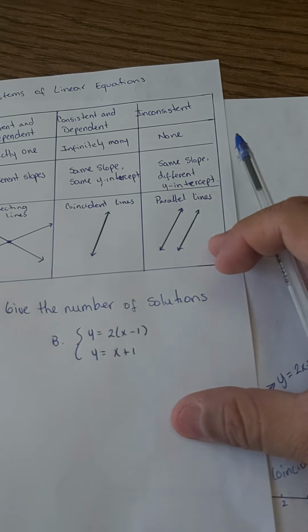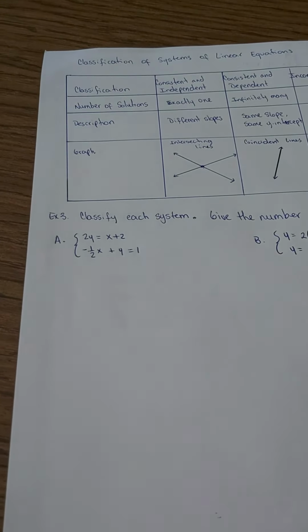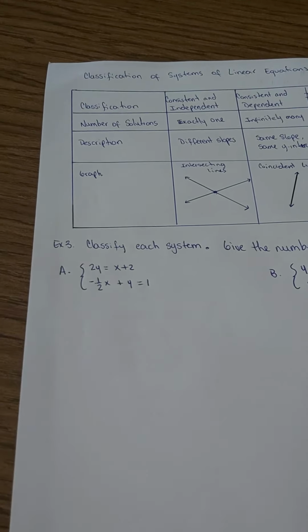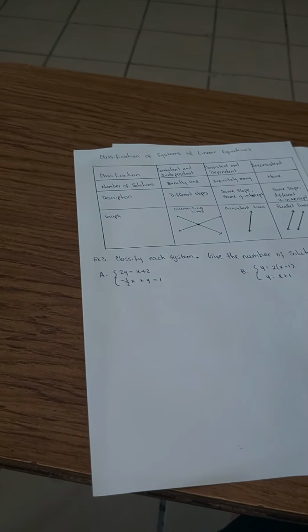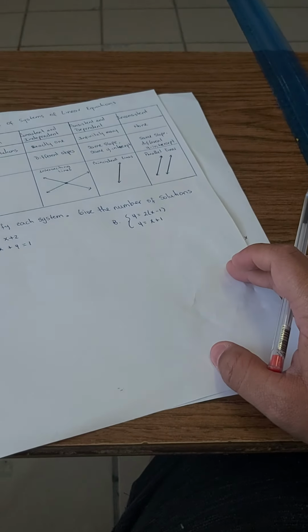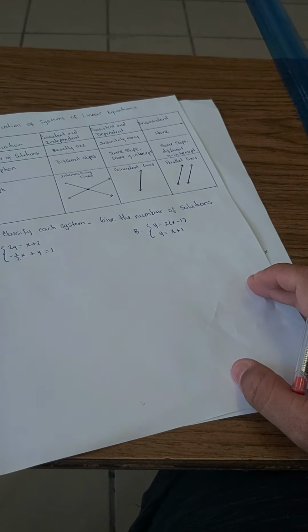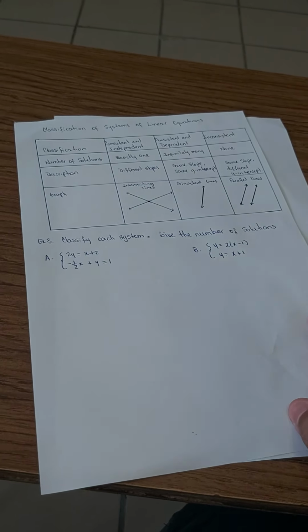They will never intersect. So if we look at example 3, example 3 says to classify the system. That means that we're going to tell if it is consistent or inconsistent, and if it is consistent, dependent or consistent independent.